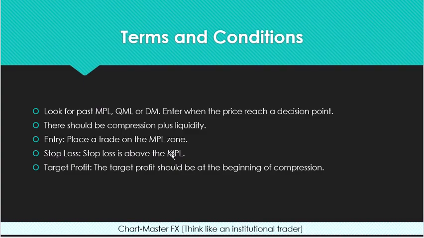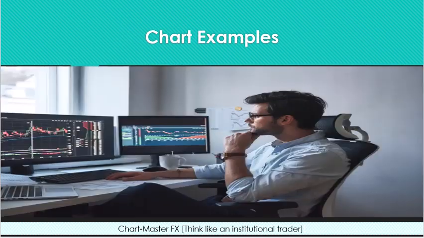So the terms and conditions: you need to look for a past MPL, key M level or a DM. Enter when the price reaches a decision point. There should be a compression plus liquidity. Entry: place a trade on the MPL zone. Stop loss is above the MPL. Target profit: the target profit should be at the beginning of compression. So those are the rules for entry. So let's go straight into the chart examples.